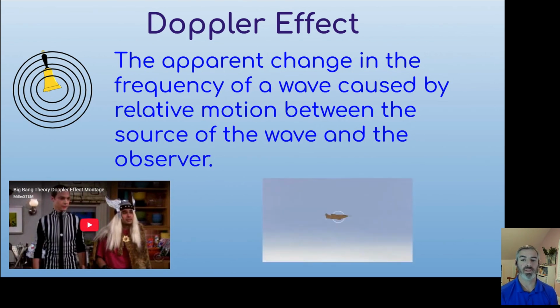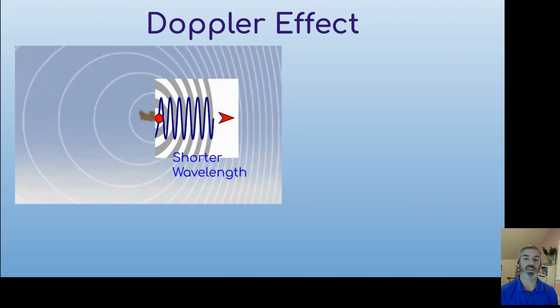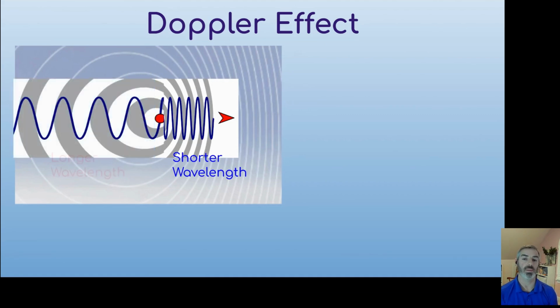So if we have a plane that's flying, we know it's emitting a sound, and as it flies, you can see that the waves in the front get compressed and the waves behind get stretched out. If that plane is stationary, we know the sound's going to be concentric circles like the bell was. Now if we look at that a little bit closer, we see that the wave gets compressed. We have a shorter wavelength in the front and a longer wavelength behind.